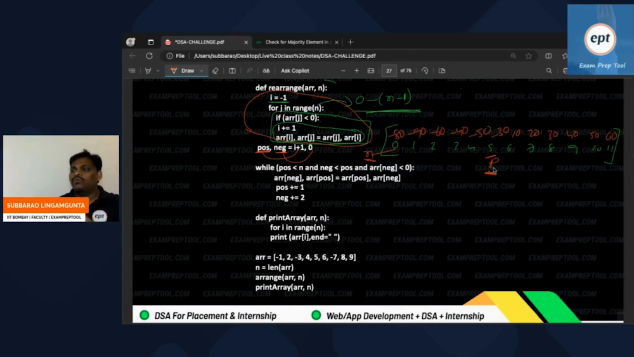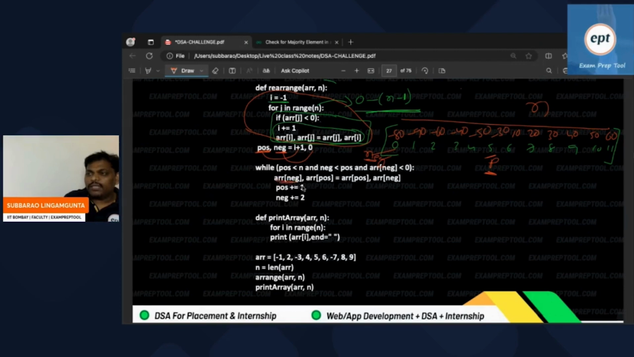Now you have to do one small story. What is that? Positive less than, if you want to connect negative and positive. So negative is 0, positive is 5. And the length of this array size is n. Negative is 0, positive is n. Now see what is going on. Until the array is not over, continue this. Very simple.